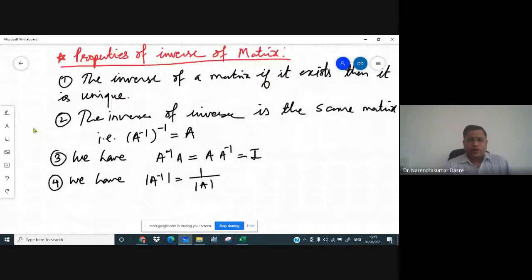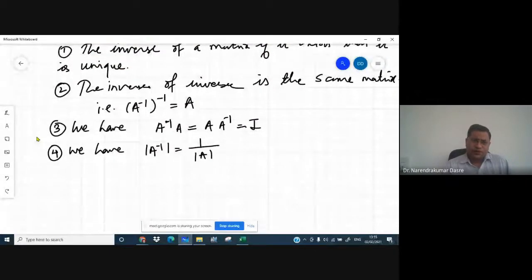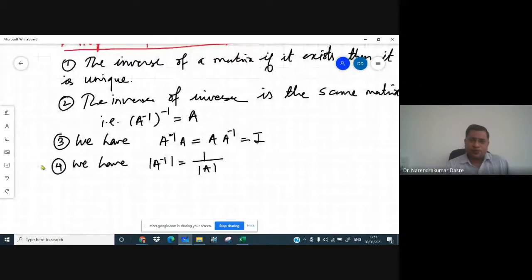Okay. Now, using these properties, we are again able to define some more.